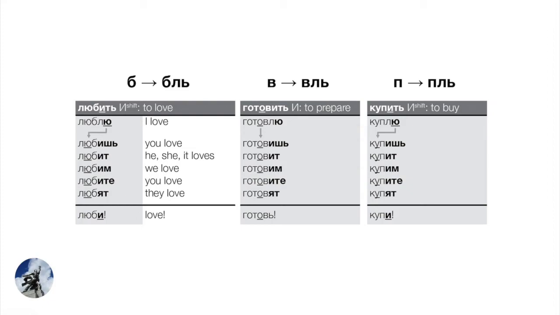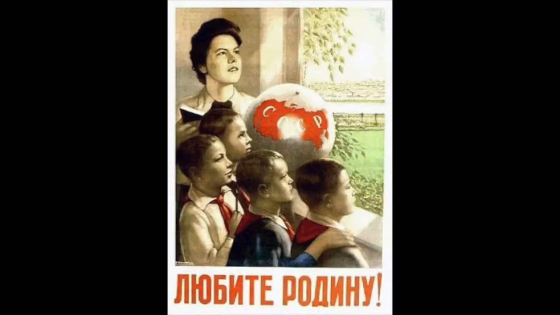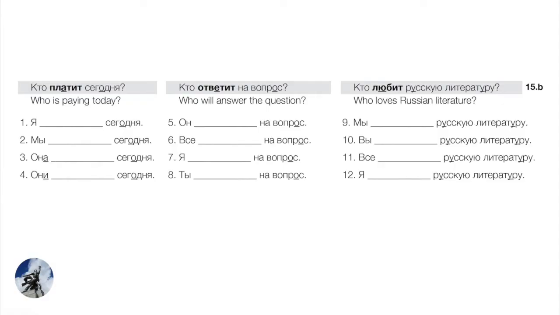Okay, let's look at the poster quickly. Here we have an imperative form, lyubite rodinu, love your homeland. Let's pause here for a moment and practice using these verbs that show mutations, because they just happen to end in a consonant that can mutate, and so it does mutate in the ya form only. Let's just do a few of these. First column, let's use platit, to pay. Kto platit segodnya? Who's paying today? So our infinitive is platit.